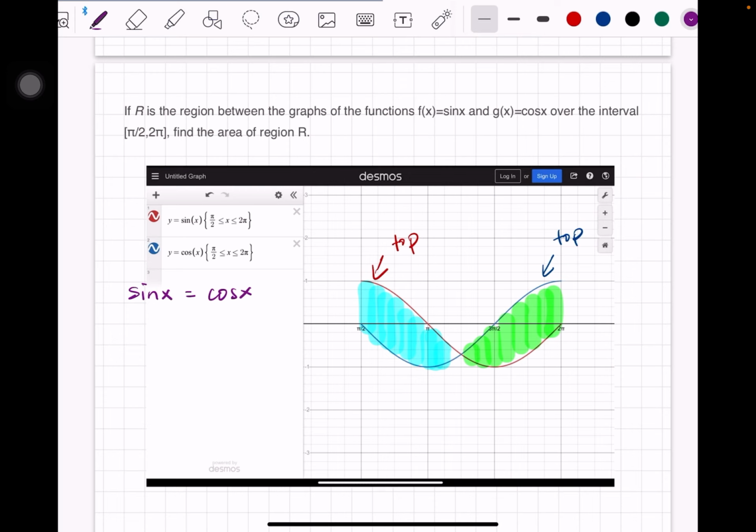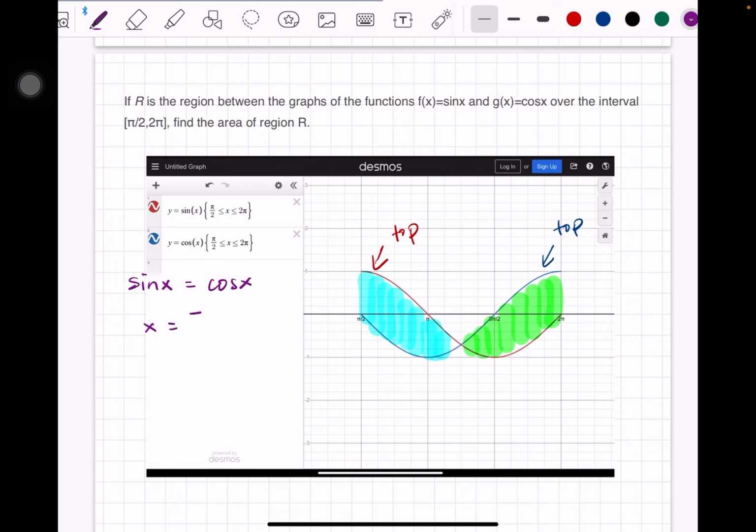And in order for us to know what the regions are, we have to figure out where the two lines intersect. So that is why I set them equal to each other, sine of x equal to cosine of x. And I know that when x equals pi over 4, sine of x and cosine of x will equal square root 2 over 2. But this is the only value in quadrant 1. We also have another value, x equal to 5 pi over 4, which is in quadrant 3. Both sine of x and cosine of x will equal negative square root 2 over 2.